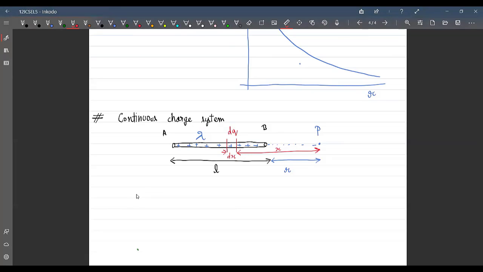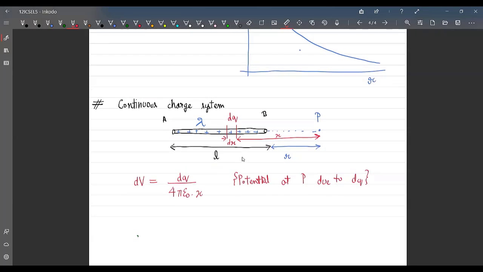So the small charge dq, I know what potential it will give at point P. That will be simply dq divided by 4 pi epsilon naught into the distance x. That is the potential due to this small point charge. dq is very, very small. The length of dq is dx, that is very, very small. So this is the value of potential at P due to dq.